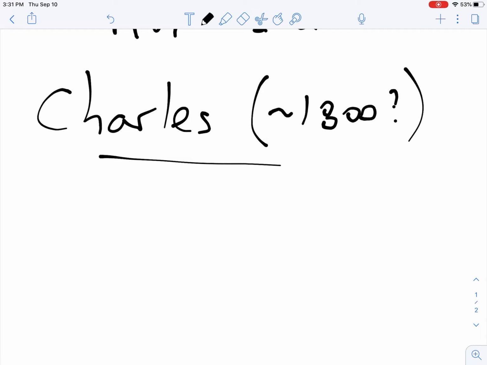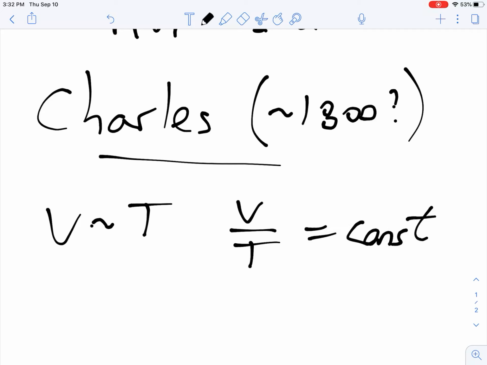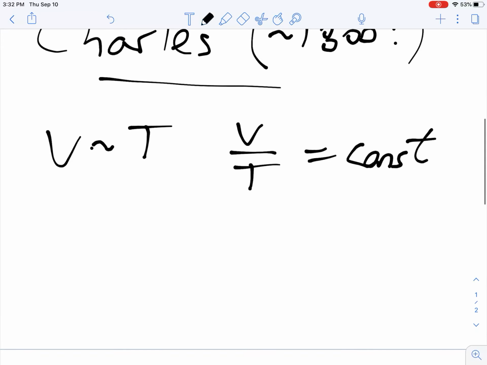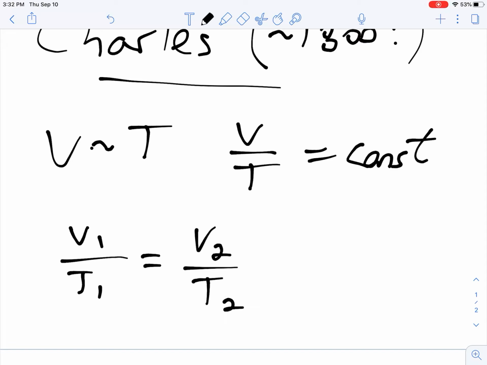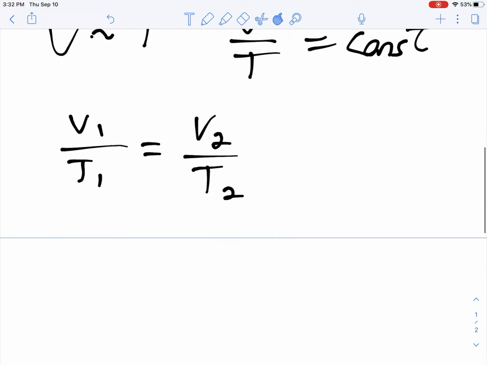At any rate, Charles noticed that at constant pressure, volume was actually proportional to temperature. If you heated something up, it got bigger. If you cooled something down, it got smaller. So that's Charles' law. Another way to say that is that the volume divided by the temperature has to equal a constant. Another way to say that is that V1 over T1 has to equal V2 over T2. This is Charles' law.